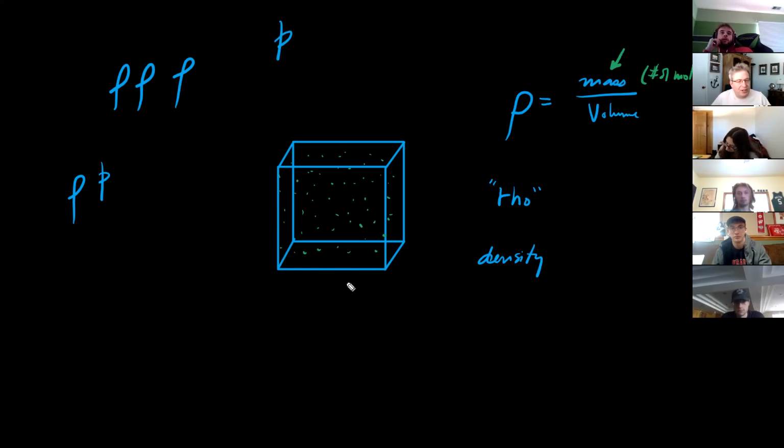Do you agree that the box has a volume? Tom, what's this side? How long is this? Delta X. And what's this? What do you think it would be? Delta Y. And then this, delta Z. Okay. So really, the volume is delta X, delta Y, delta Z.